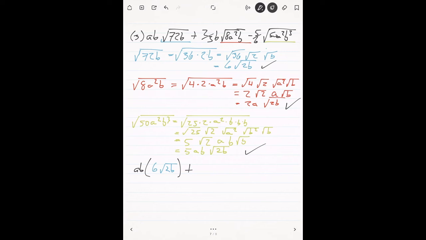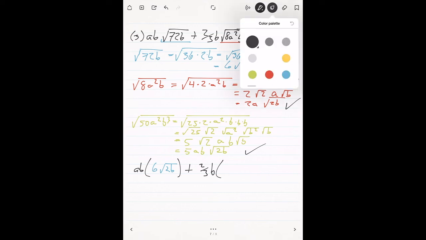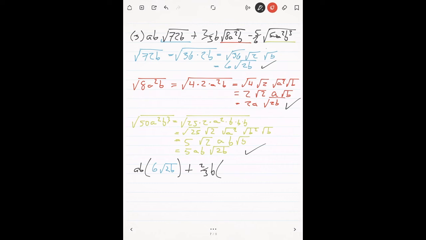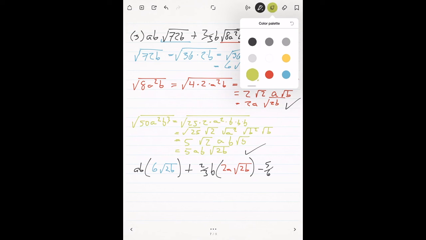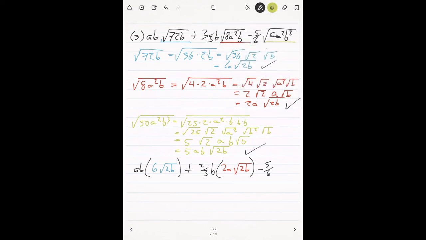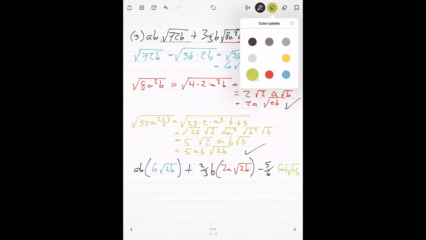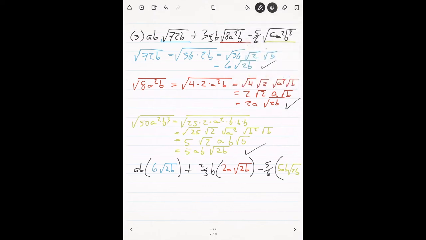And then we're going to add 2/3 b times, instead of the square root of 8a squared b, we're actually going to sub in what that equals, 2a square root 2b. And then we're going to subtract 5/6 times, and again, instead of that square root of 50a squared b cubed, we're going to have 5ab root 2b. Let me wrap that in parentheses really quick.